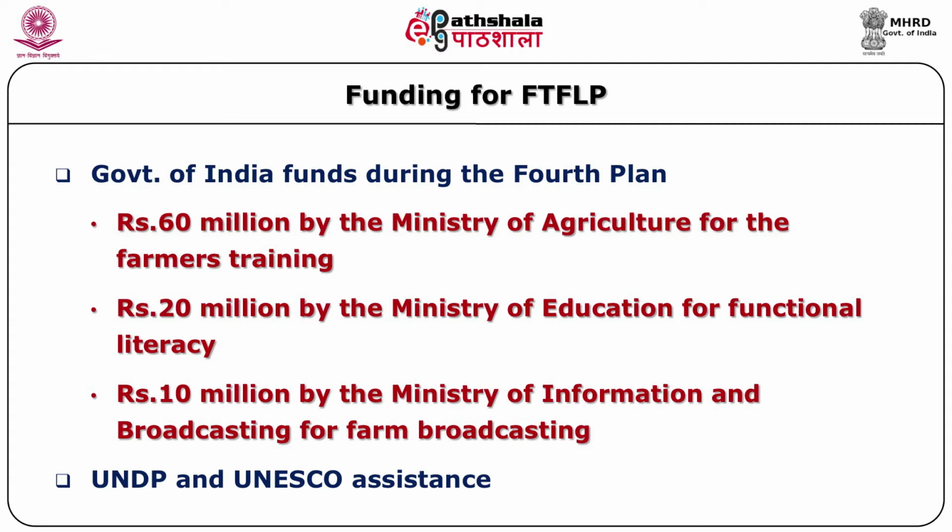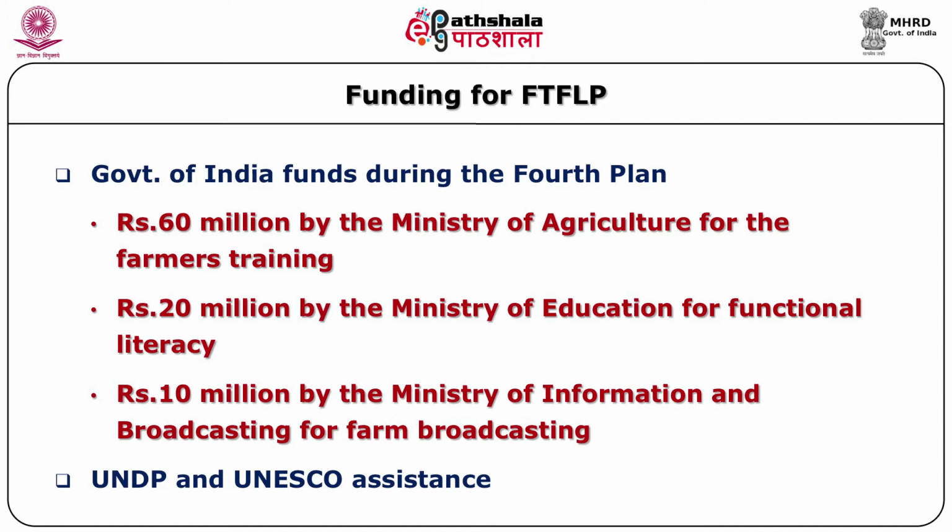The Government of India funds received during the fourth plan included rupees 60 million by the Ministry of Agriculture for the farmers' training, rupees 20 million by Ministry of Education and Functional Literacy, rupees 10 million by the Ministry of Information and Broadcasting for farm broadcasting.